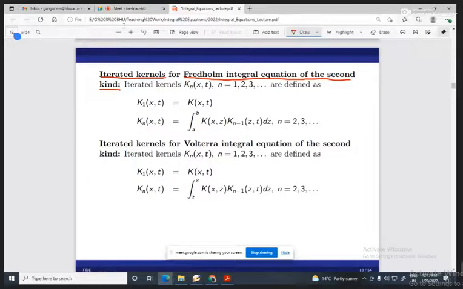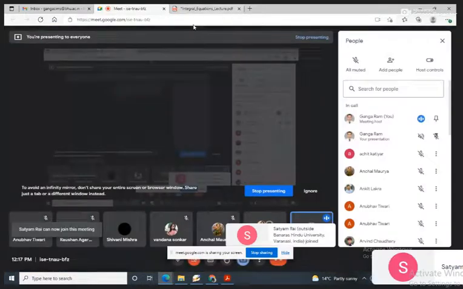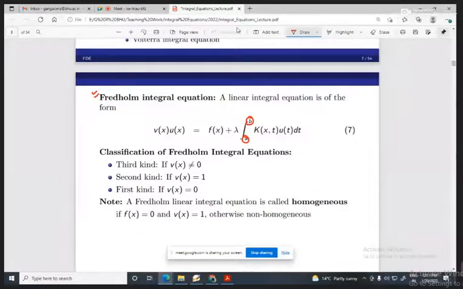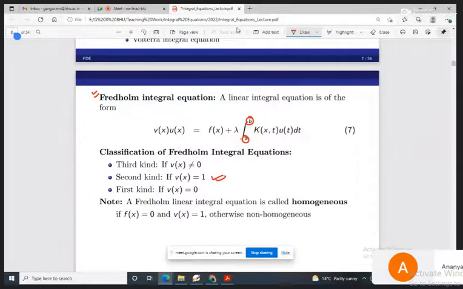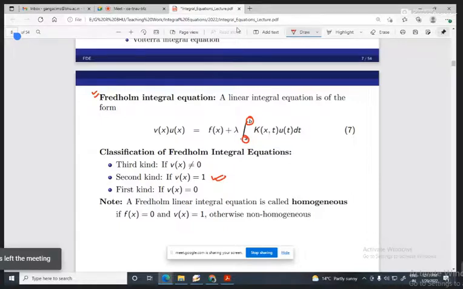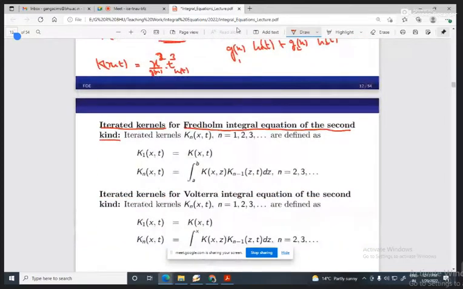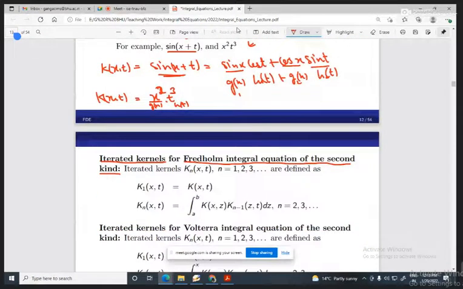Do you know what is meant by second kind? Second kind means an integral equation of this form, where the coefficient of the unknown function is 1. Then that equation is a second kind Volterra integral equation. Volterra means a variable limit, and Fredholm means fixed limits.